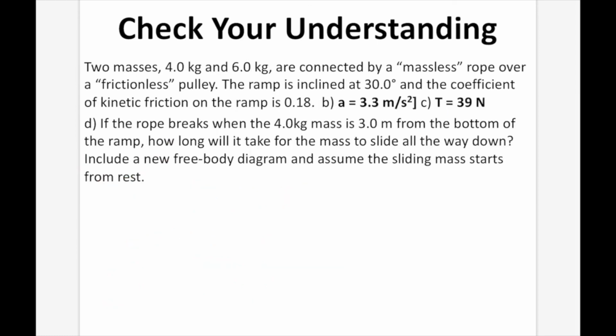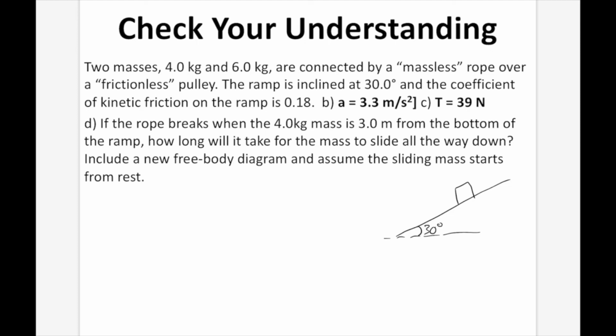D. If the rope breaks when the 4 kilogram mass is 3 meters from the bottom of the ramp, how long will it take for the mass to slide all the way down? Include a new free body diagram and assume the sliding mass starts from rest. So what does this mean? There's our ramp, 30 degrees. The rope holding the block snaps. So now you're just left with the block, and it's going to start sliding down the ramp.